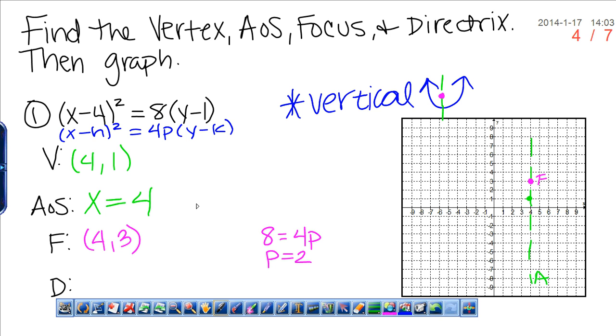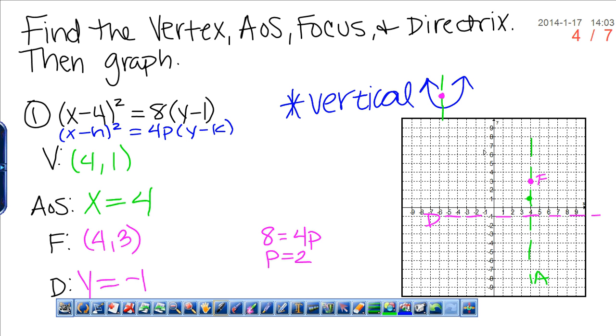All right, where's my directrix going to be? I'm going to go down from my vertex. How many? 2, but it's not a point, right? It's going to be a line, and it's going to be a horizontal line. So what's the equation of that directrix? Y equals -1. Okay, we're almost ready to draw in our parabola.